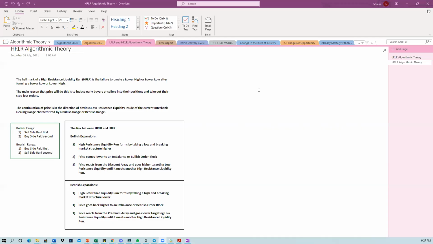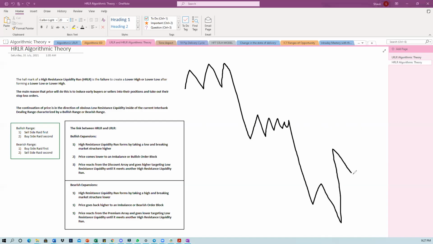So what does that mean? That means that if you have something like this going on, so double buy side liquidity here, here, that, that. So what's the obvious low resistance liquidity? Here and here. So what does this look like?